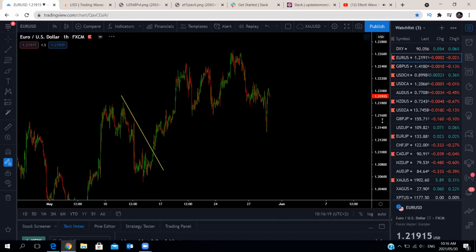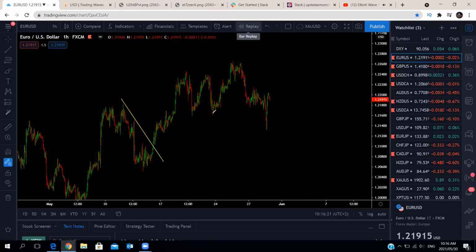Now, exactly the same as the DXY, you can see that we're here. We pushed to the upside where we expected the reversal. We have come down in 3 waves here, and now we're expecting a push to the upside on Euro US dollar. So is this what's going to happen here?